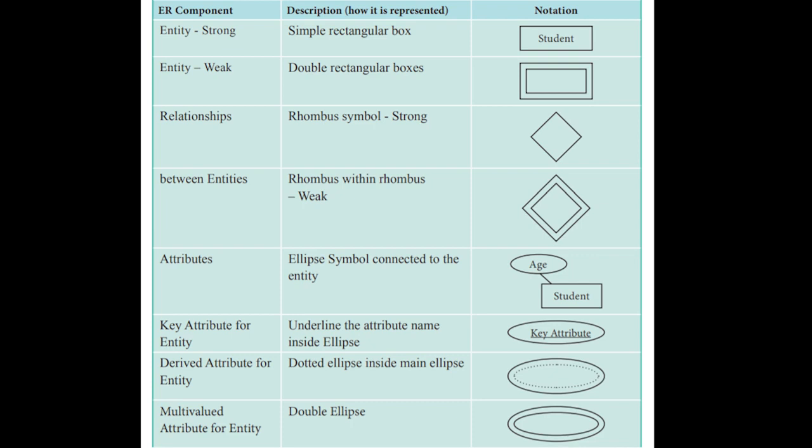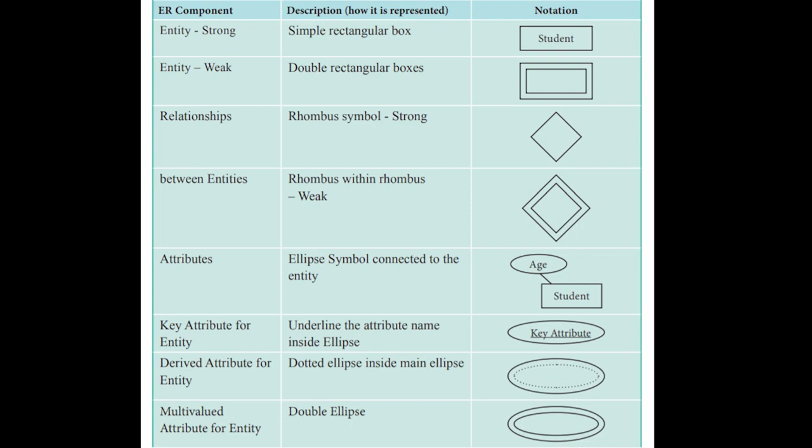A key attribute will be represented when the attribute is in an ellipse and the name inside the ellipse is underlined. Understood? And if it is a derived attribute for entity, it will be denoted by a dotted ellipse. Inside the main ellipse, we will have a dotted ellipse. That is a derived attribute. Can you understand the difference? And we have another one, multi-valued attribute for entity. That means we'll have an ellipse inside an ellipse. We'll say it as a double ellipse.